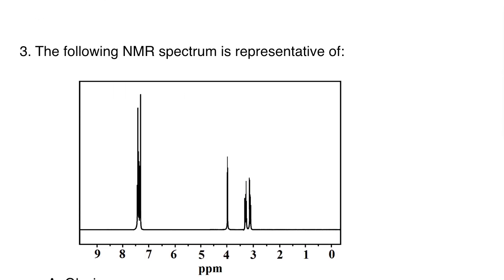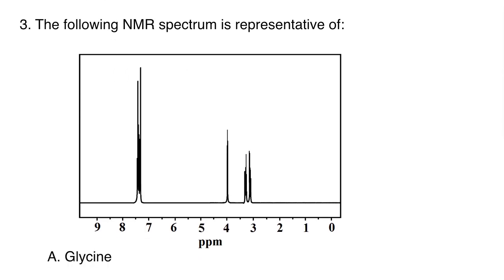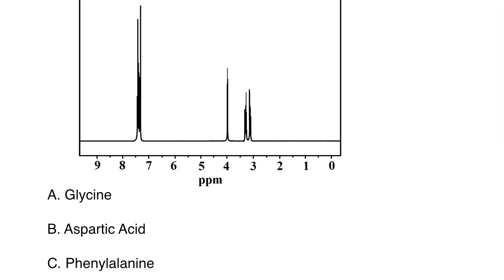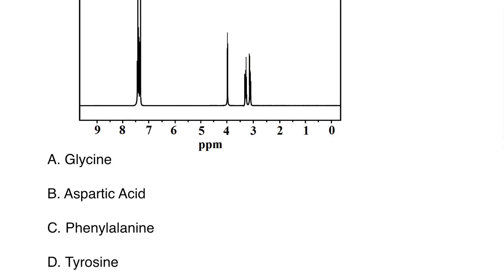And then number 3, I'm going to leave this up here for a second so you can pause and take a good look at it if you need to. The following NMR spectrum is representative of, and this is an NMR of a certain amino acid. So the choices here are glycine, aspartic acid, phenylalanine, and tyrosine. So you're going to have to pick from one of those 4 choices, and I will let you know with this one, it may seem easy at first, but you have to put a little extra thought into it as you start narrowing the answers down, so just be aware of that.